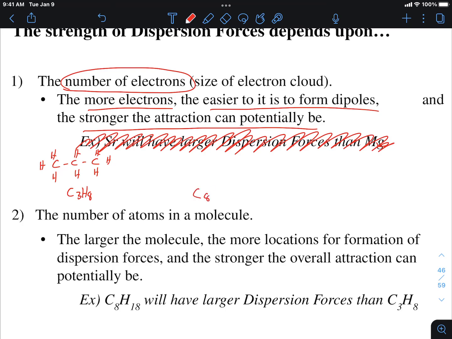This molecule is called octane, and it's got more hydrogens and more carbons. This is known as gasoline. What state of matter is gasoline? It's liquid. Looking back at this first molecule, propane, would you characterize this propane as polar or nonpolar?